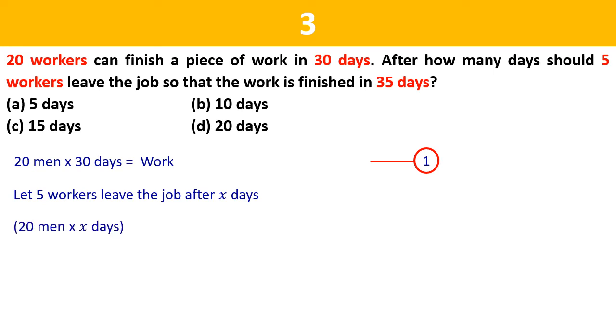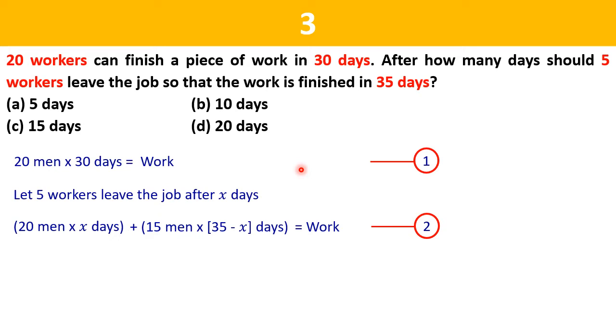So how will the equation be? 20 men for X days. After that, what is going to happen? There are 15 men and they need to finish the work in the remaining days, that is 35 minus X, because the total completion time given in this question is 35 days. So already X days are over. So how many days are left for the remaining 15 men? 35 minus X days are remaining. And the work produced is the same. This is going to be your equation number 2.